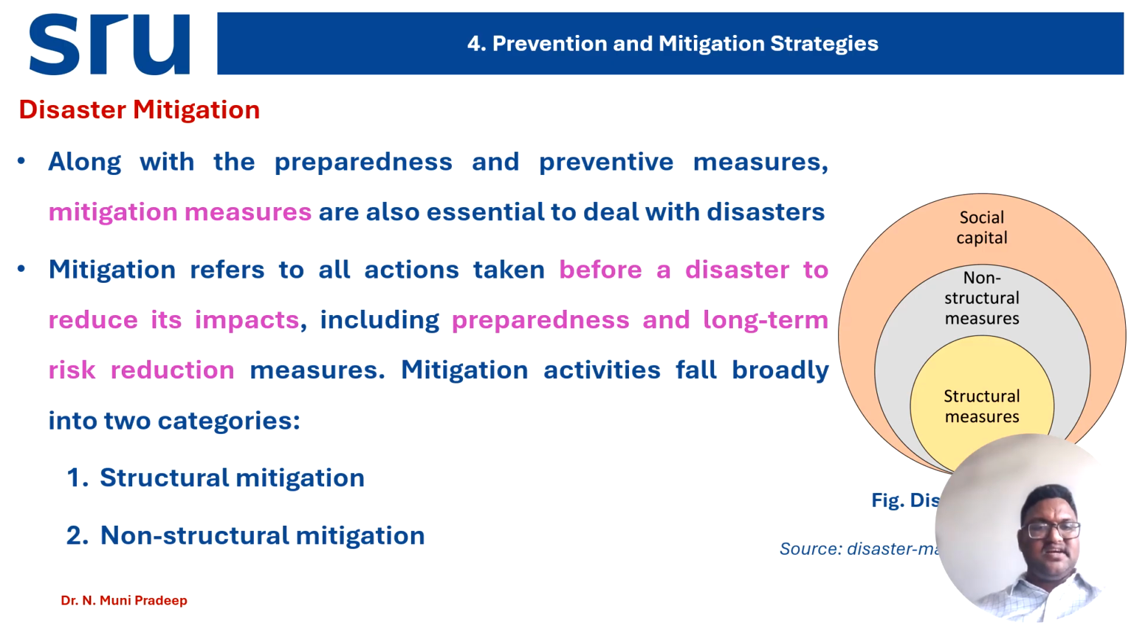Then what about non-structural mitigation? Non-structural mitigation refers to the measures that do not involve physical construction but instead address disaster risk through policies, through planning, through behavior and through institutional change. Here non-structural mitigation includes land use planning and zoning, building codes and regulations, early warning systems, public awareness and education, and then insurance mechanisms and community-based disaster risk reduction programs. These all come under non-structural mitigation.